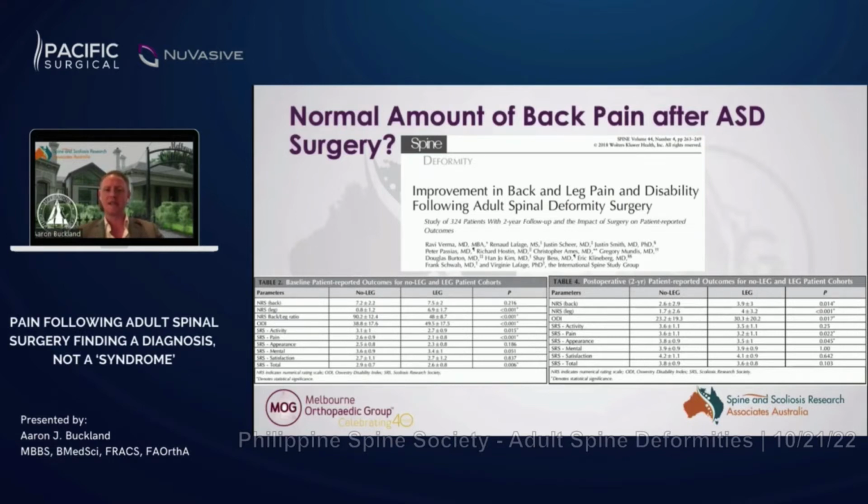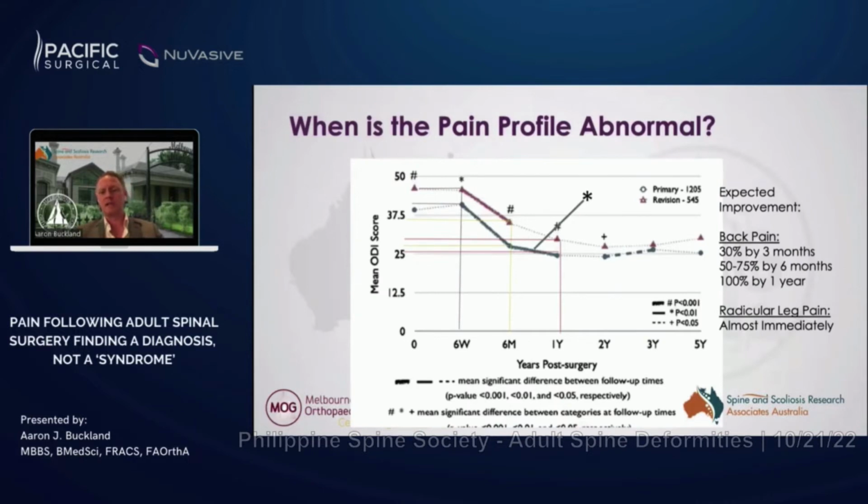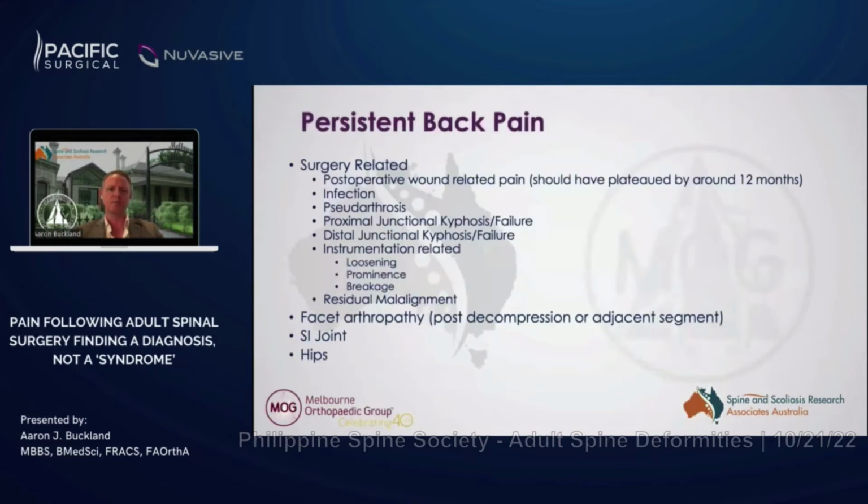It's important to know what is abnormal. And this is what's abnormal. When your patient is following a trajectory of improvement and then at some point starts to deflect off this recovery trajectory and starts to have increasing pain, be it back or leg, that's something that raises alarm bells for me. So in terms of persistent back pain, you can look at surgery-related reasons. So post-operative wound pain should plateau or reduce by around 12 weeks, and by 12 months it should be comfortable.